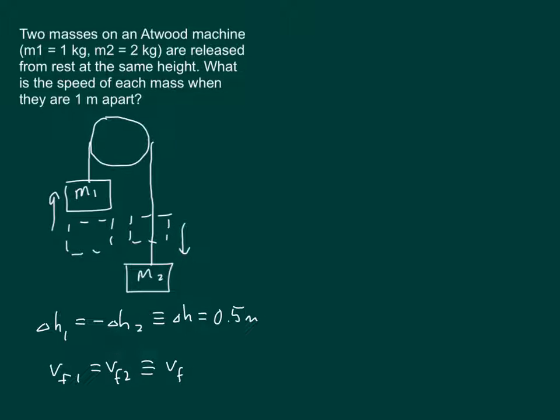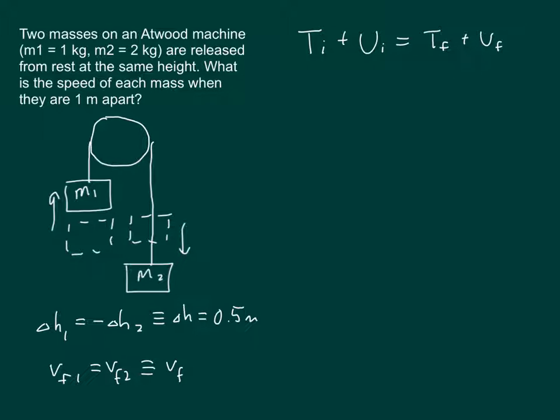Also, since they are connected by a rope, we could say that their speeds must be equal at all times. So we could set the final speed of mass 1 equal to the final speed of mass 2. We just define that as some v sub f. Previously in physics class, we might have approached this problem by using Newton's laws to solve for the acceleration of the masses and gotten the velocity from there. But in this case, we're going to use conservation of energy. It's a little bit more of a straightforward approach.